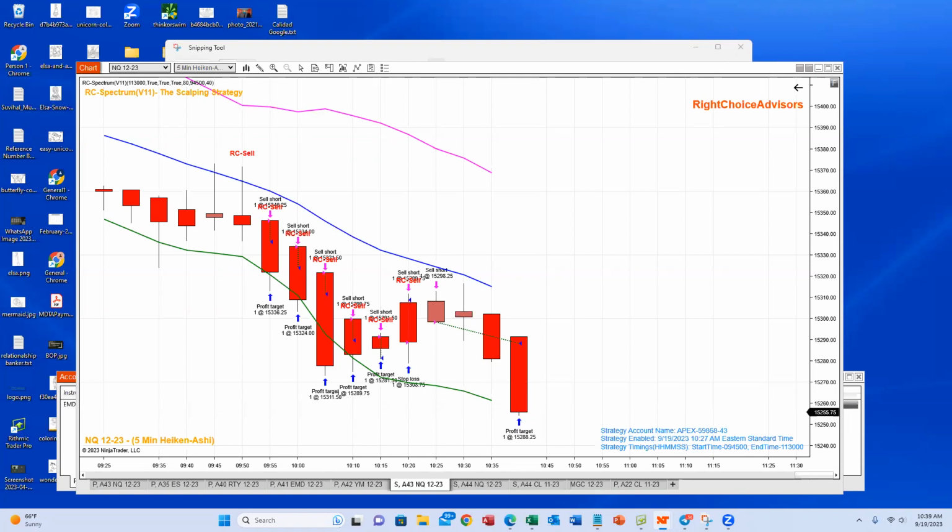Or if your 50k Apex is hitting trailing stop loss, get a 100k account or a 150k account. Because one big move like today will make $1,000 to $1,500.